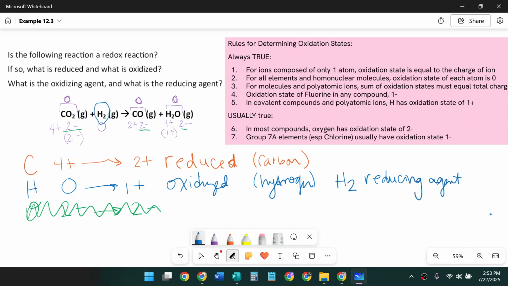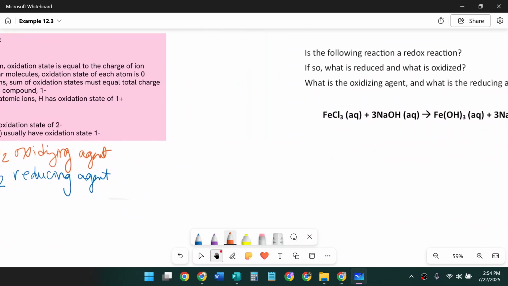And then same thing for the other one. Carbon was reduced, but carbon by itself isn't the oxidizing agent. It's where the carbon came from. So CO2 is our oxidizing agent. Don't worry about not being able to read my handwriting, as long as you understand what that's supposed to say. So carbon dioxide is the oxidizing agent as a whole molecule.